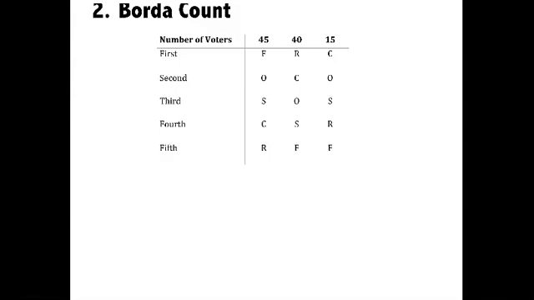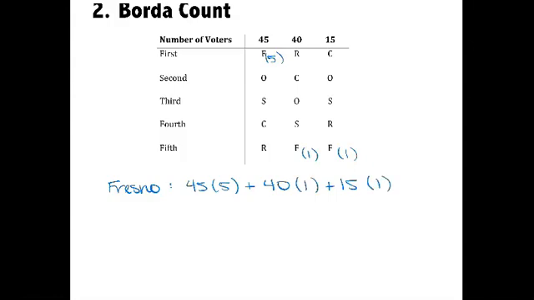Let's start with Fresno. We can see that there are 45 first place votes for Fresno, and each of those votes are going to be worth 5 points. But we also have 40 fifth place votes, which are worth 1 point each. So total for Fresno, we have 45 times 5 points plus 40 last place votes worth 1 point, and another 15 last place votes worth 1 point. And if we add all of those up, we get 280 points.